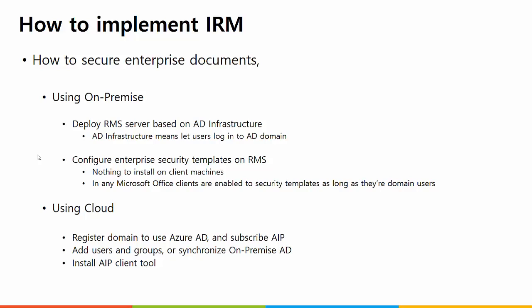And then you need to add users and groups, okay? And for Azure AD, in case you have a proper Active Directory in place, you can synchronize the on-premise Active Directory to Azure cloud AD. In the cloud scenario, the users need to install the AIP client tool. Then they can see the user interfaces to apply the security templates and document permissions in their Microsoft Office.